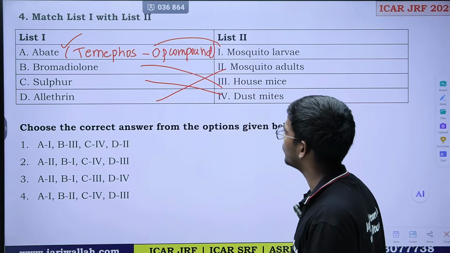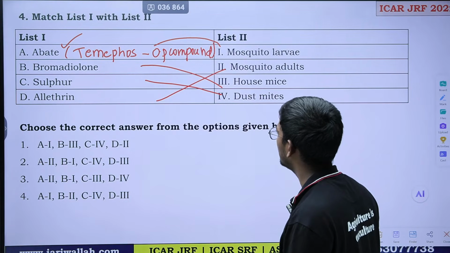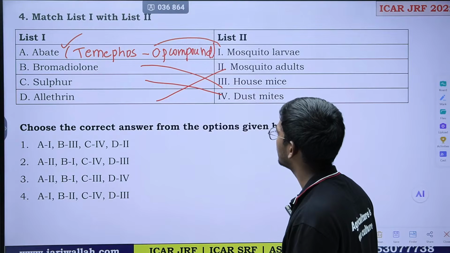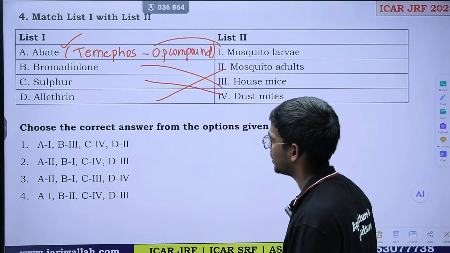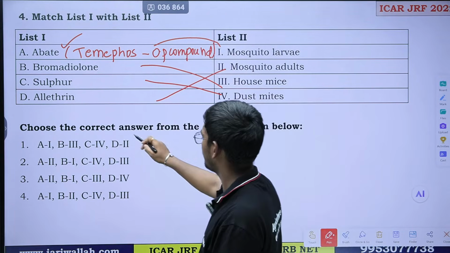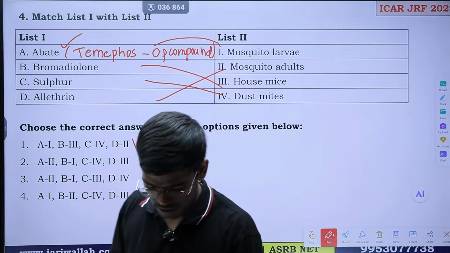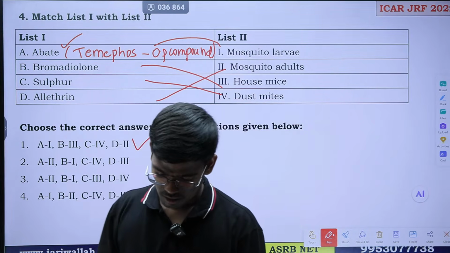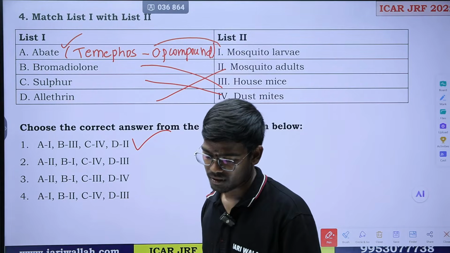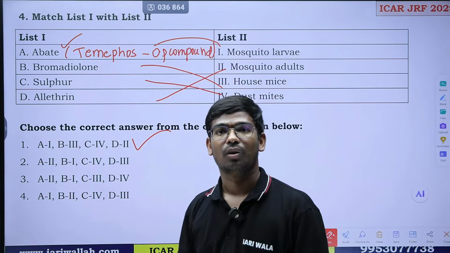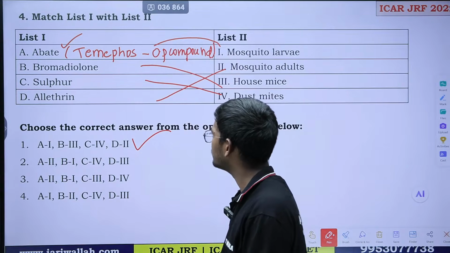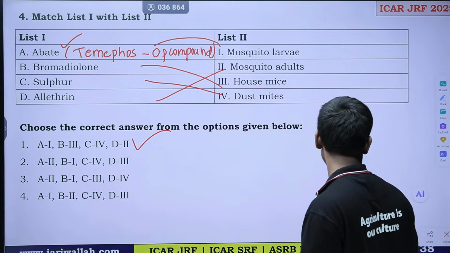So what we got? A1, B3, C4, D2. Yeah, first option itself. Students kept na? So it is the first option.